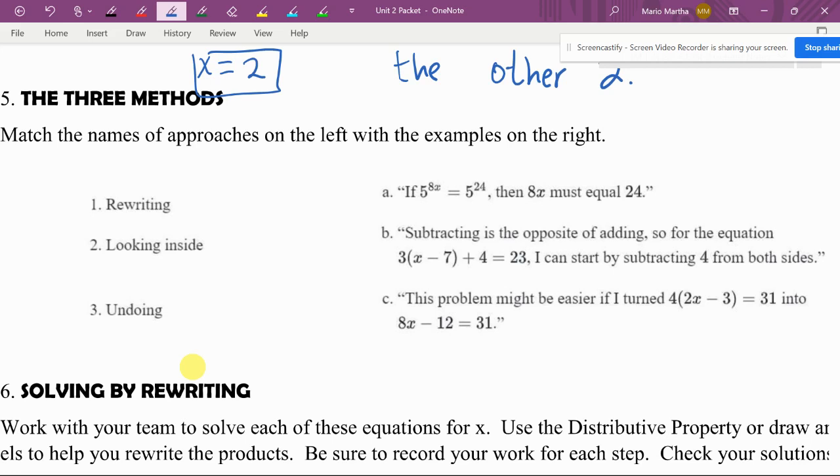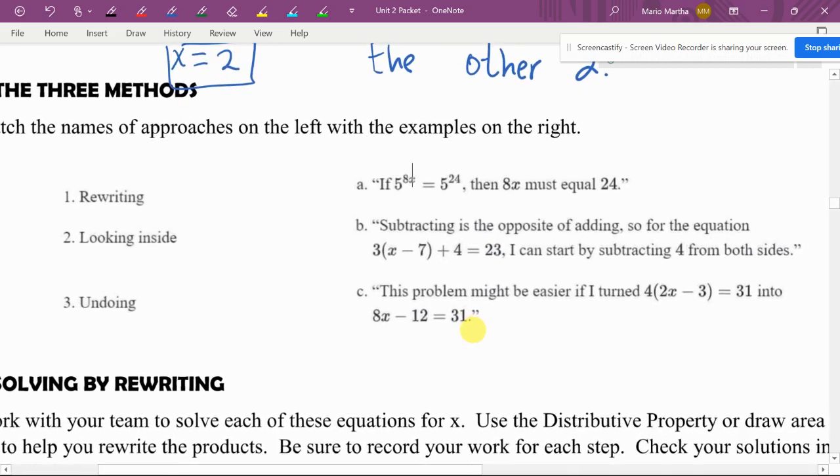So again, all three techniques are perfectly valid when you are solving any type of equation. Sometimes you're going to have to rewrite a lot of things, and you're going to have to be undoing things, for you to be able to solve the equation and find a solution. So in this case, we just want to match the names of approaches on the left with the examples on the right.